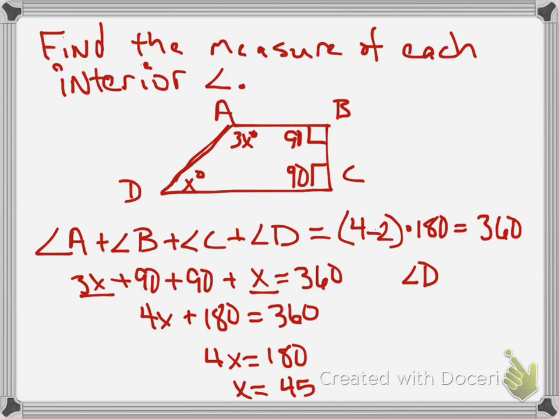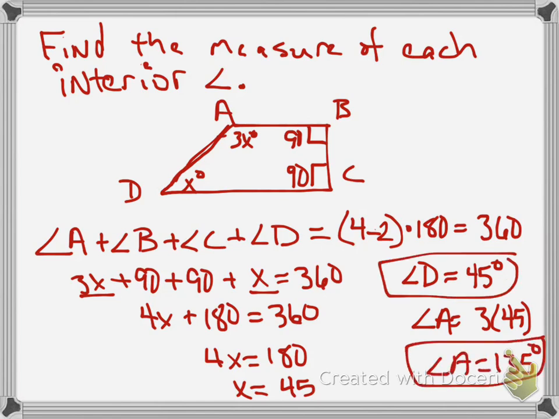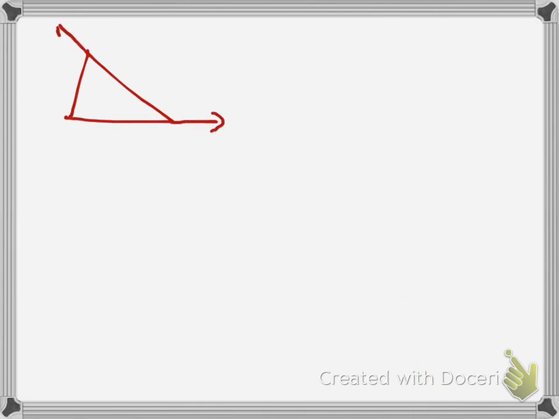So that means x is 45, angle D is 45. That means A is 3 times 45 because it says 3 times x, so that would be 135 degrees. So angle A is 135, angle D is 45, and then B and C are 90 each. And there you go. I've answered find the measure of each interior angle. Fairly simple like that.